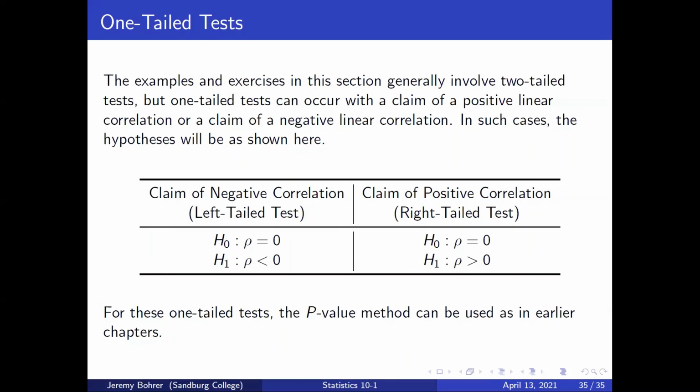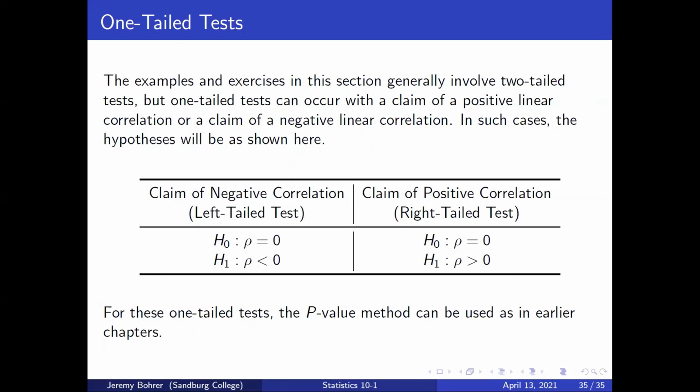The examples and exercises in this section generally involve two-tailed tests, but one-tailed tests can occur with a claim of a positive linear correlation or a claim of a negative linear correlation. In such cases, the hypotheses will be as shown here. With the claim of a negative correlation, we'll use a left-tailed test where H0 is rho equals 0 and H1 is rho is less than 0.